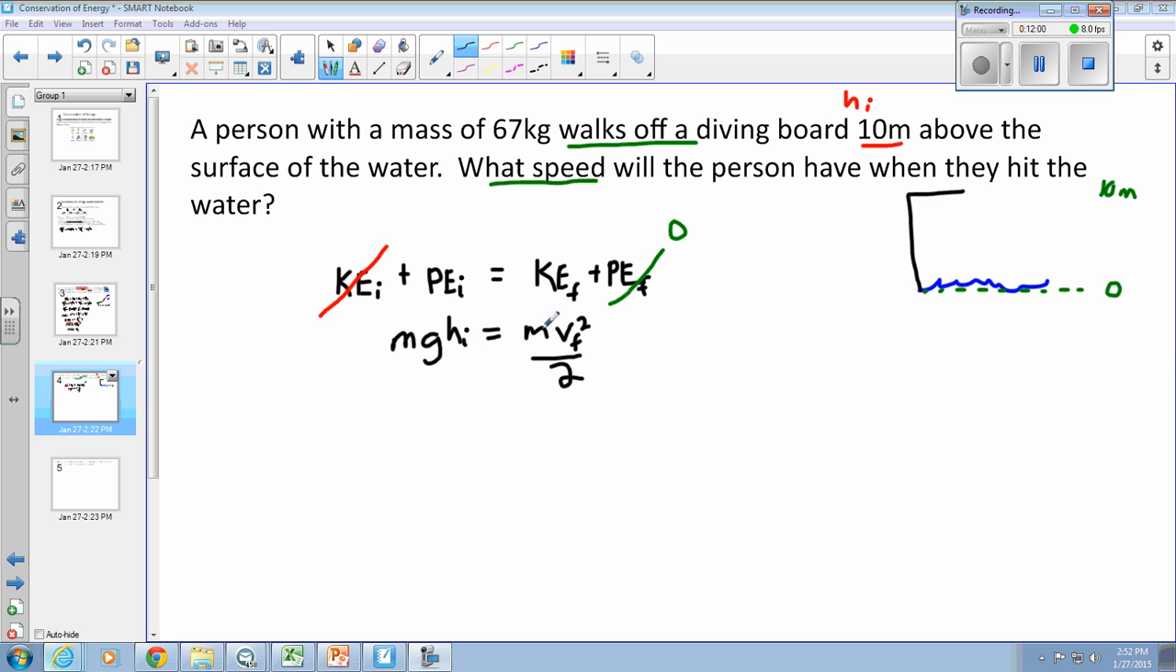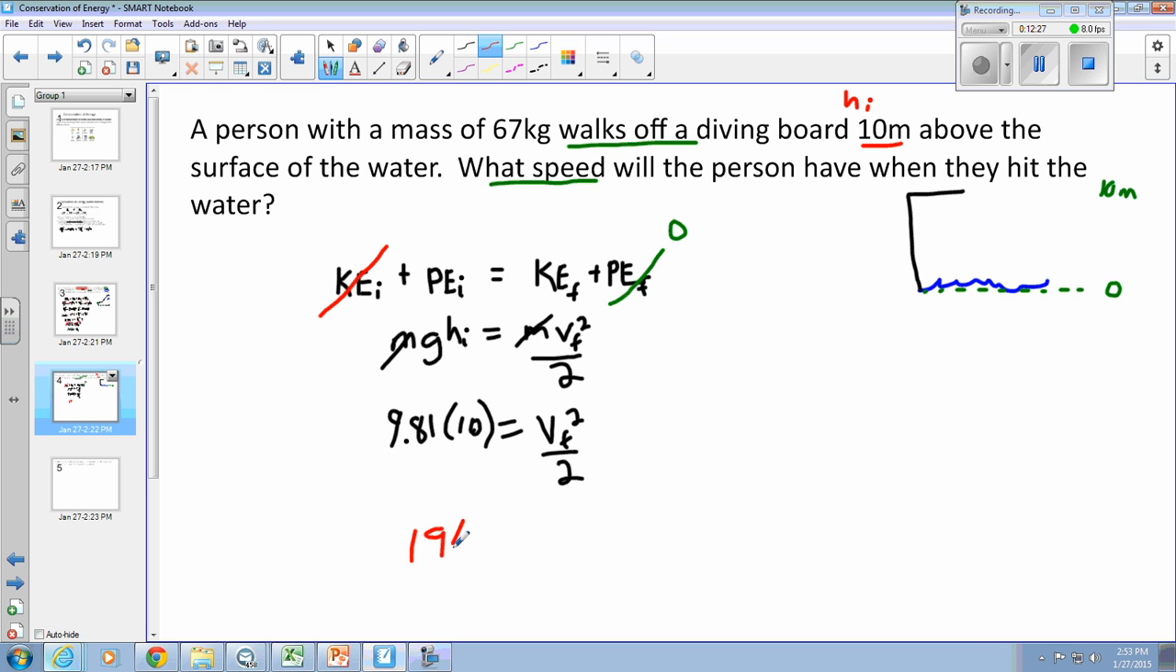Mass times gravity times initial height equals mass times final velocity squared over 2. Now these masses will cancel out again. And we plug in our 9.81, our initial height of 10, solve for final velocity squared. And 9.81 times 10 is 98.1 times 2 is 196. Excuse me for the color change. 196, which equals VF, the final squared. Take the square root of both sides to get your final velocity.